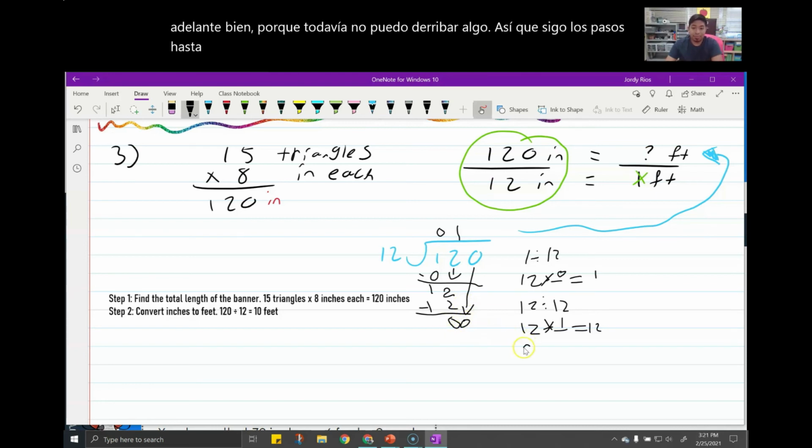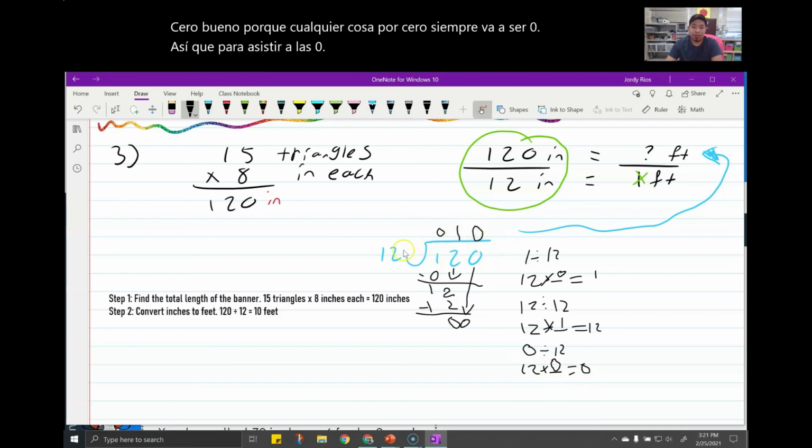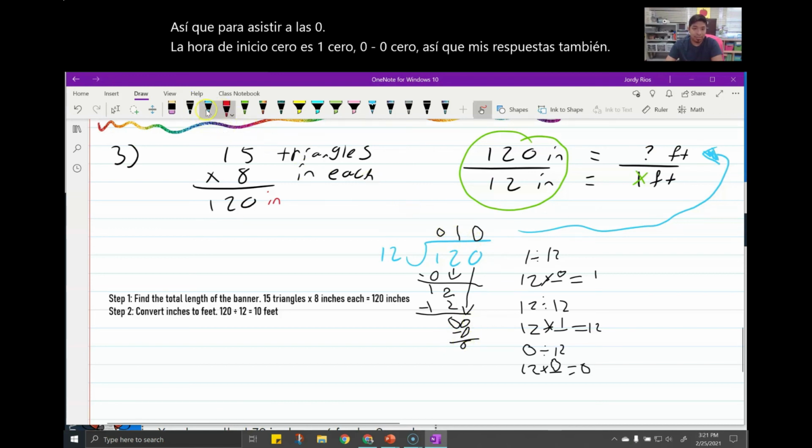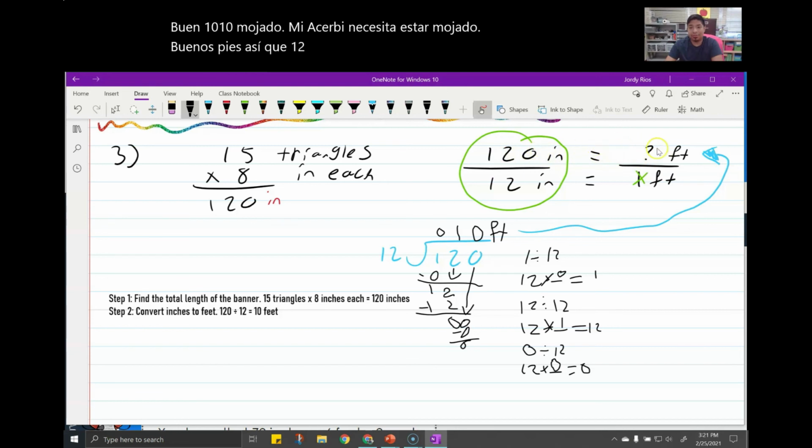So my new dividend is 0. 0 divided by 12, or 12 times what equals 0? What is that? 0. Good, because anything times 0 is always going to be 0. So 12 times 0. Good. So 12 times 0 is what? 0. 0 minus 0? 0. So my answer is what? Good. 10. 10 what? My answer needs to be in what? Good. Feet. So 120 inches equals 10 feet.